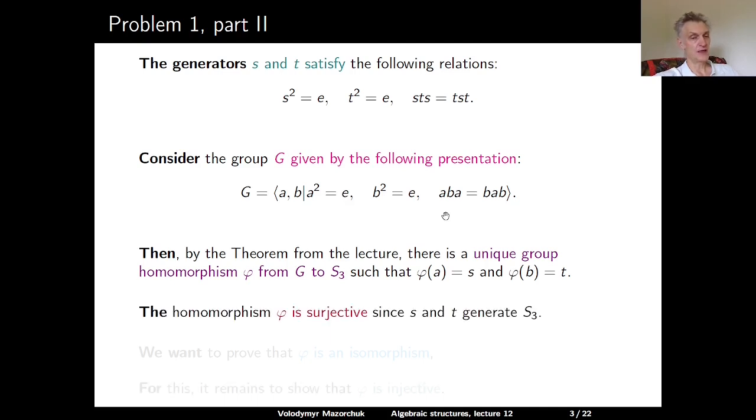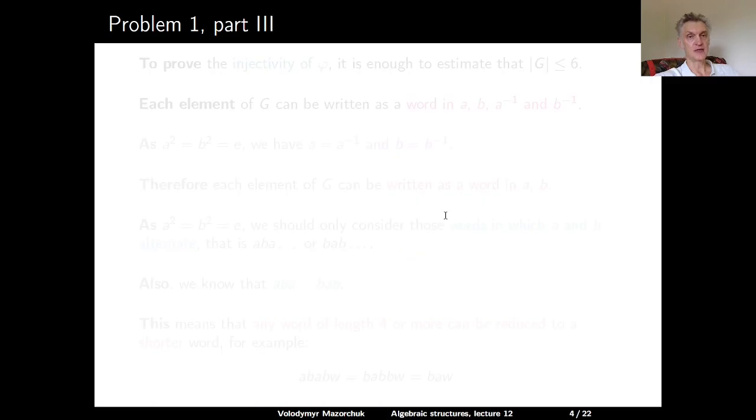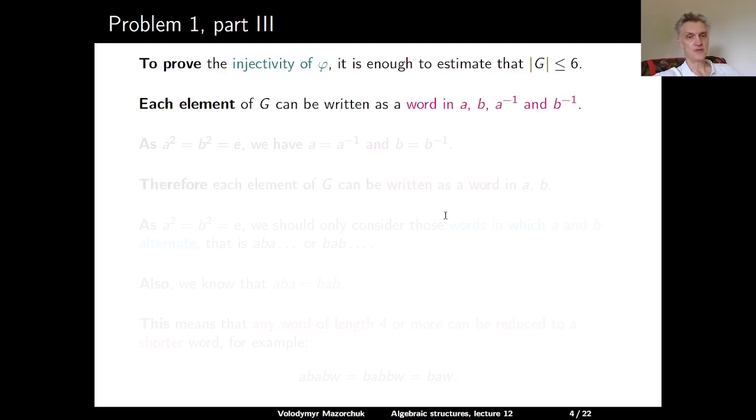The homomorphism phi is of course surjective because we already know that S and T generate S3. So in order to prove that phi is an isomorphism, it remains to prove that phi is injective. And to prove that phi is injective, it's enough to show that the group G has at most 6 elements. Okay, so how do we show that the group G has at most 6 elements?